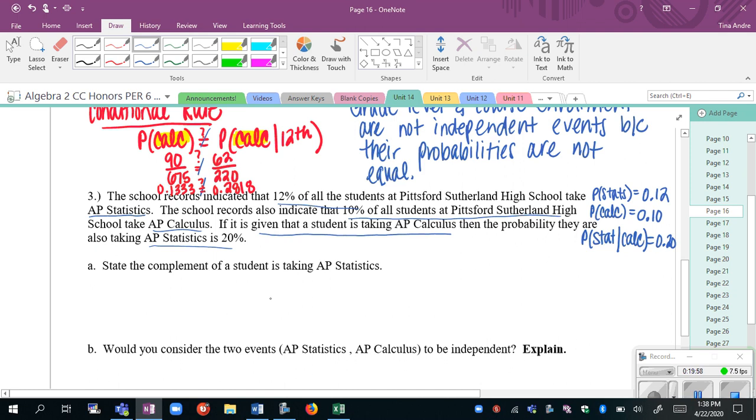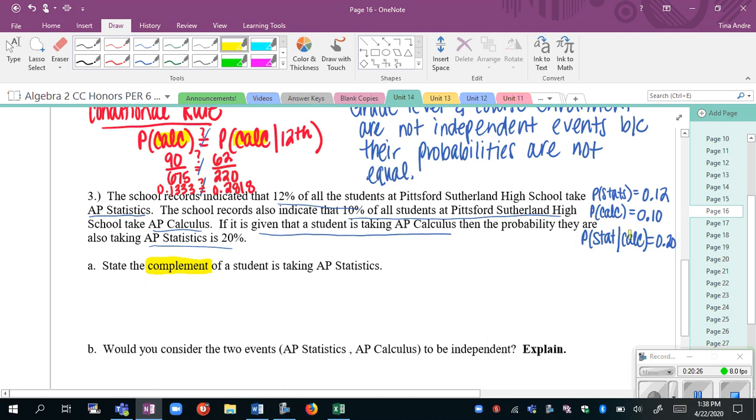So now let's look at what it says. It says state the complement of a student taking AP Stats. So complement is an important word. It means the opposite, basically. Probabilities can only equal 1 or 100%, right? That's the maximum you can have. There's a 100% chance that something's going to happen. Or you can say 1 if you convert 100% over to a decimal.